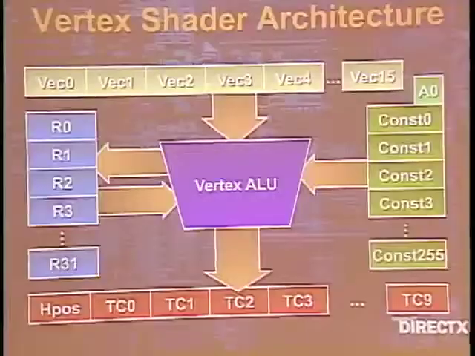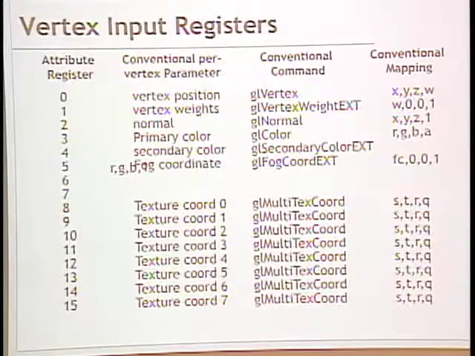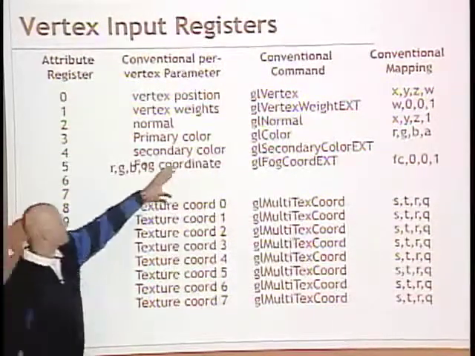So we note along the top we have up to 16 vectors. Here's what the vectors actually look like. Position. You can have weights if you want to do some blending kinds of things. Don't worry about that. Normal. You can actually send in more than one color. Fog coordinate, we didn't talk about that. And then a bunch of texture coordinates.